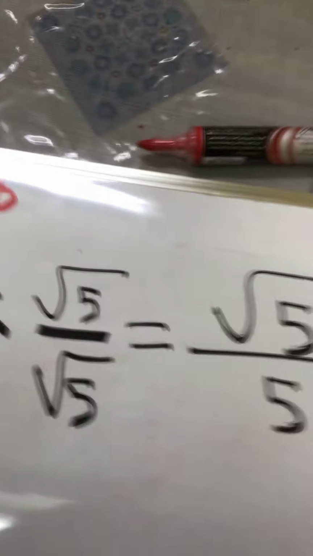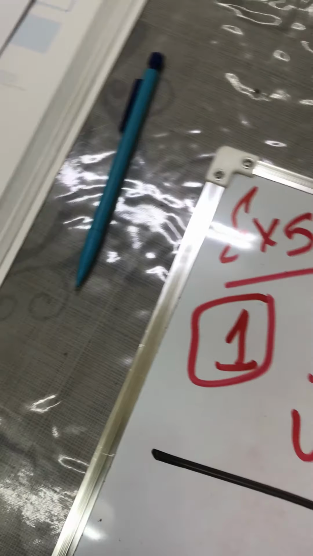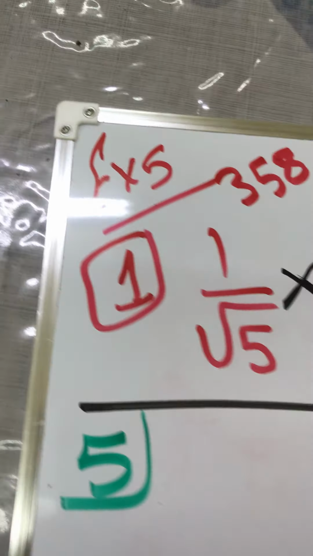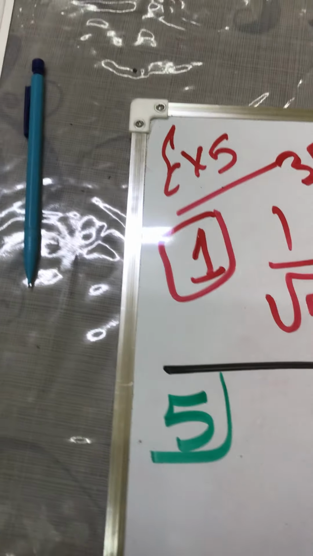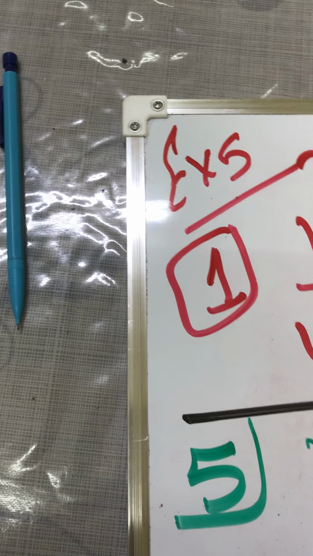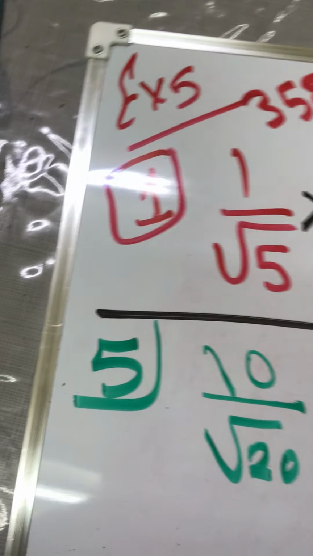Okay. Let's take another problem. I'm still in exercise 5, page 358. I'll take number 5. What I have in number 5, I have 10 and denominator square root of 20. Easy.